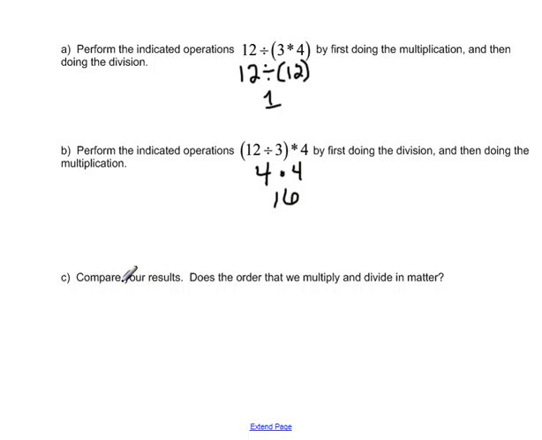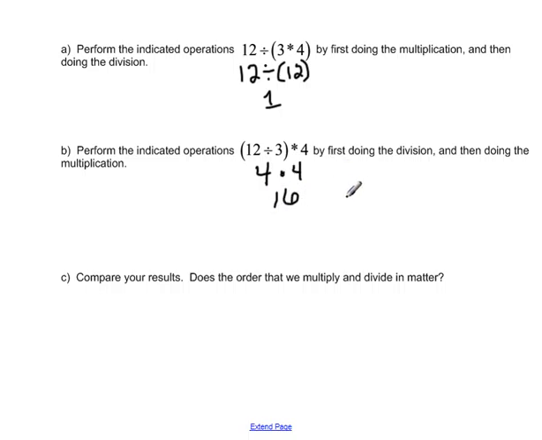So down here in part C, where we compare our results, does the order that we multiply and divide in matter? We can say absolutely it does. If I did the division first, down here we came up with 16, but if I did the multiplication first up here, I came up with 1. So these problems are going to be different.